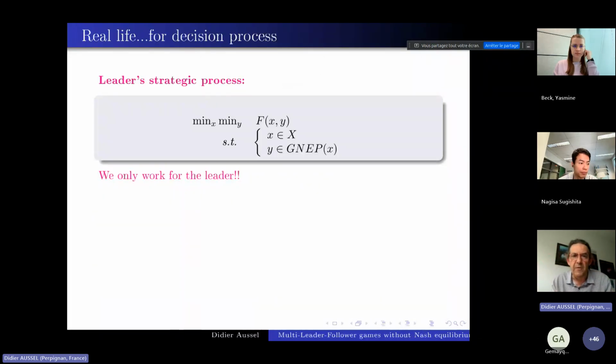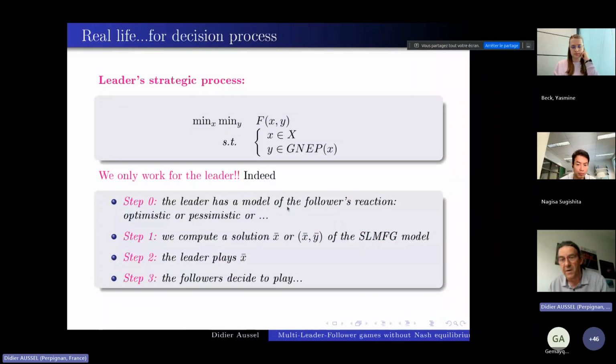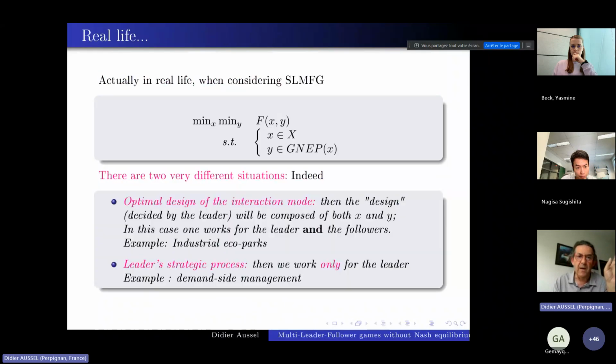But actually, in real life, what happens is that, step 0, the leader has a model of the follower reaction, and then he computes a solution X or a solution XY, and he finally plays X or XY, or X essentially. But finally, the followers will do whatever they want, and they will decide. They think about the market, you decide about the price, and then you have a model of reaction of the other ones. But in real life, this is just a model of reaction, and in practice, people will do another thing. So that is important to have in mind, and to know if you want X in your practical model, or if you want a couple X and Y. So if you are in the optimal design of interaction mode, X and Y, or if you are in the leader strategic process, just X.